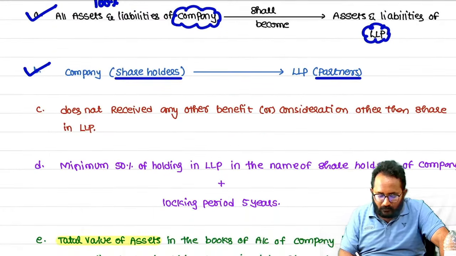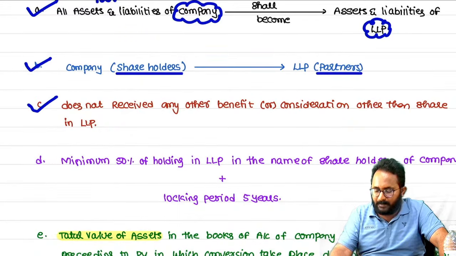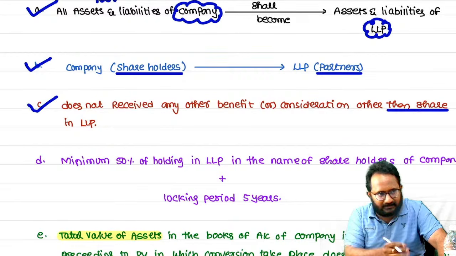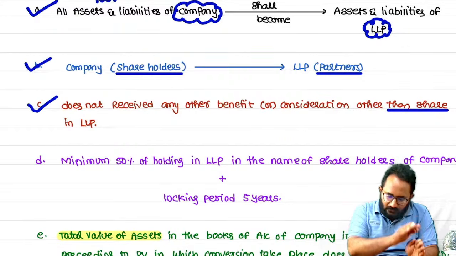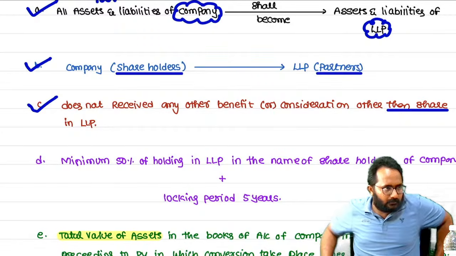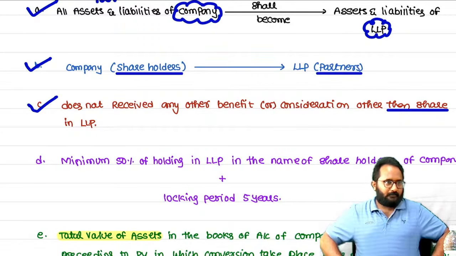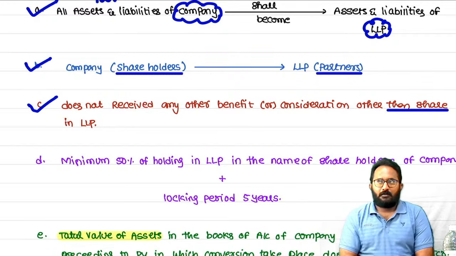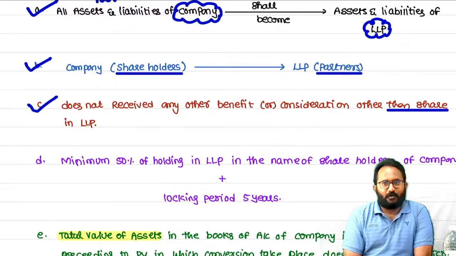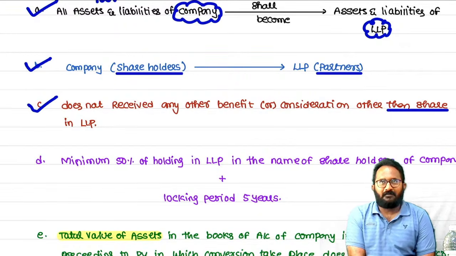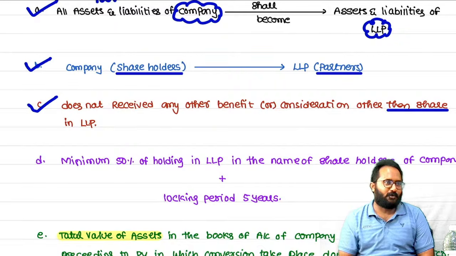Next, ma, what do we have to receive from the LLP? Only share in the LLP. Sir, for example, 3 shareholders are there. These 3 shareholders are also required to become the partners. One logic I will tell you, okay? Sir, 4 shareholders are there. How many shareholders? 4. Sir, always the fourth shareholder has ego issues.